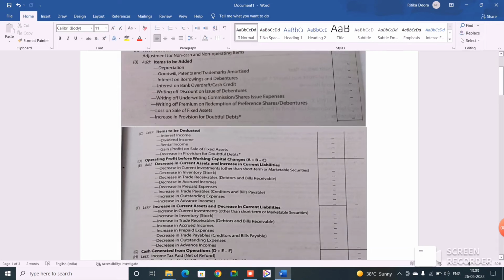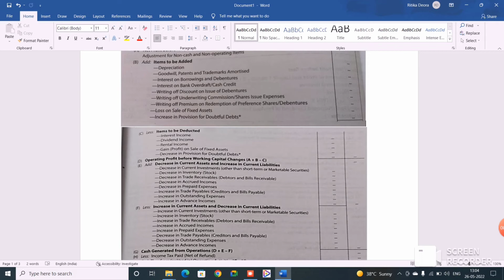Similarly, what all should we deduct from NPBT? Interest, dividend, rent received, profit on sale of fixed asset, and decrease in provision for doubtful debt. This means that if the provision for doubtful debt for the previous year was more, but for this year it is less, then we subtract it, because some part of this provision was reversed. Which is a gain for us, but it is again a non-cash gain, non-cash income.